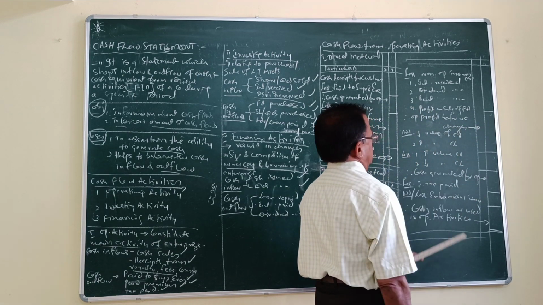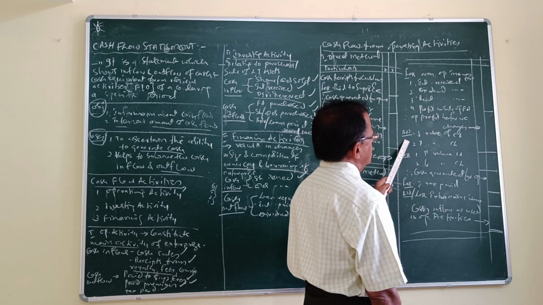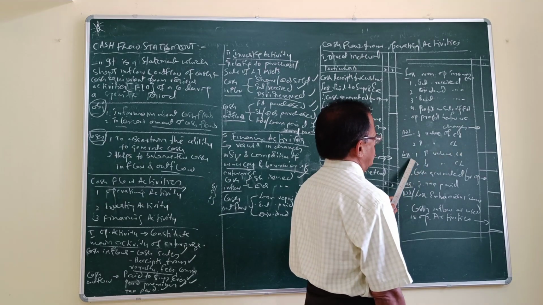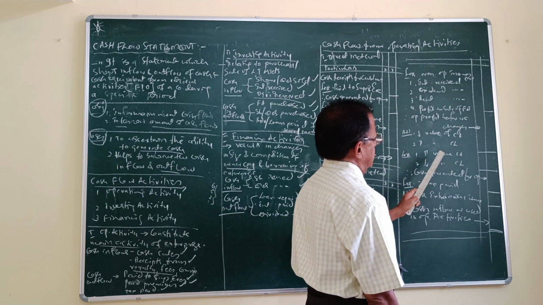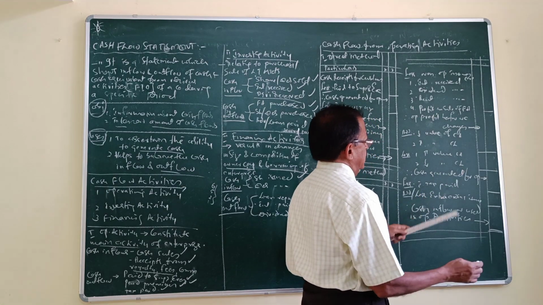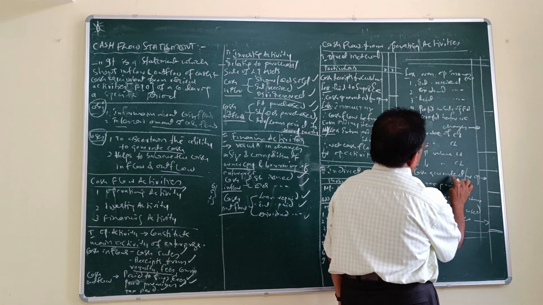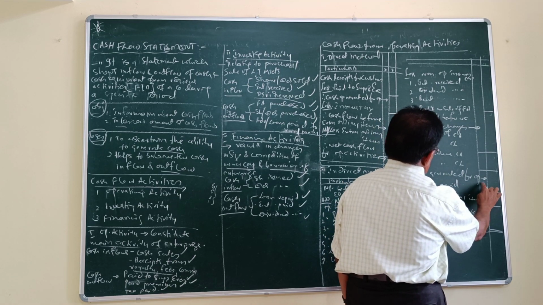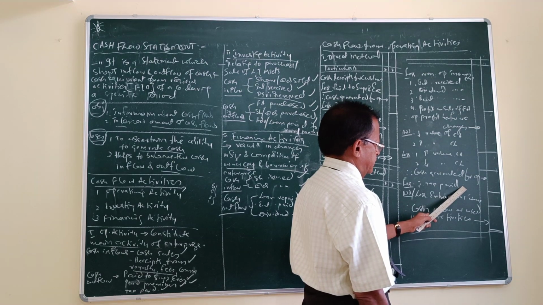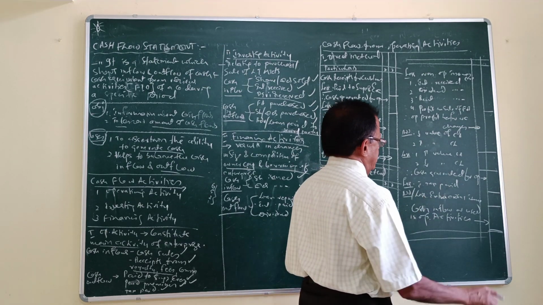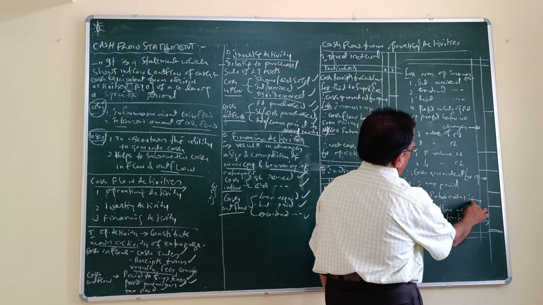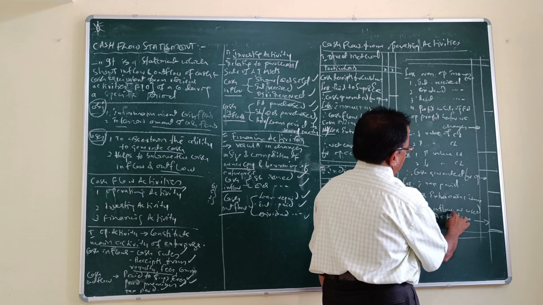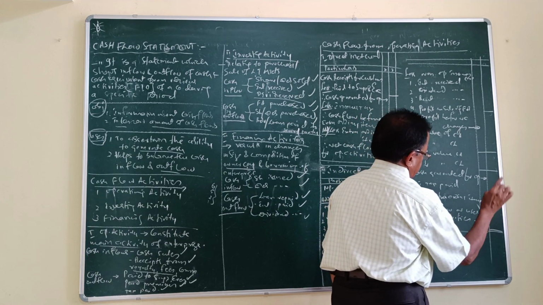Working capital changes. After that, add and less. Add what? Decrease in the value of current asset, increase in the value of current liability. Next, less: increase in the value of current asset, decrease in the value of current liability. The difference is called cash generated from operation. Less income tax paid. Next, add or less extraordinary item. Therefore, the difference is called net cash inflow or used in operating activities.